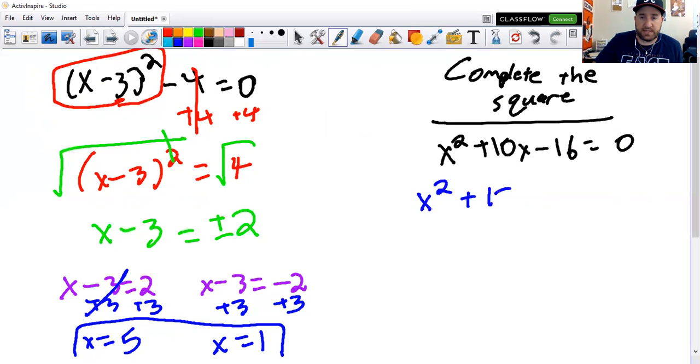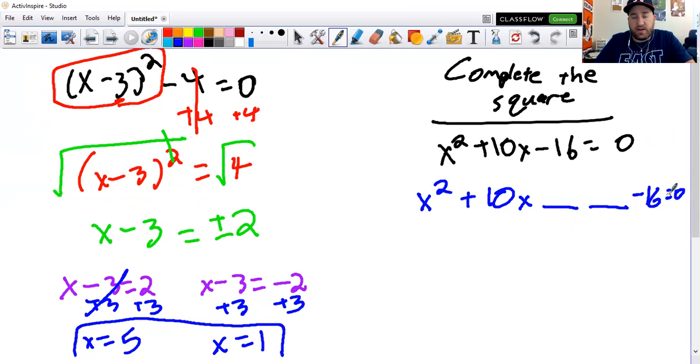I'm going to do plus 10x. I'm going to draw 2 blanks, then minus 16 equals 0. Well, why do I draw 2 blanks? Think about what I did in class. I moved the 16 over and eventually I wound up adding 25 to both sides. When I'm adding the same thing to both sides of an equation, it keeps it balanced.